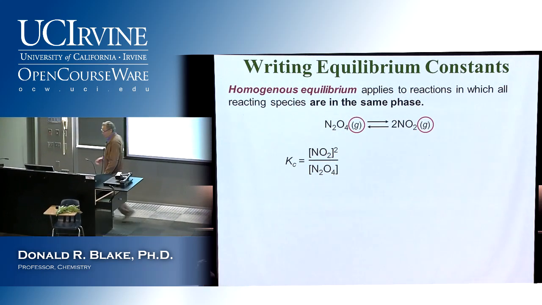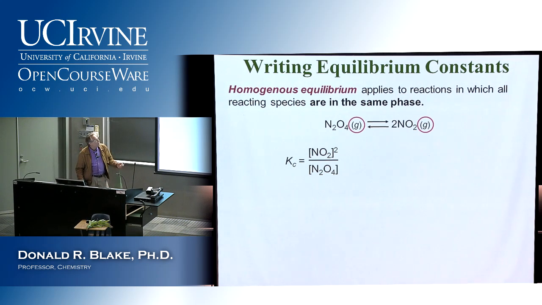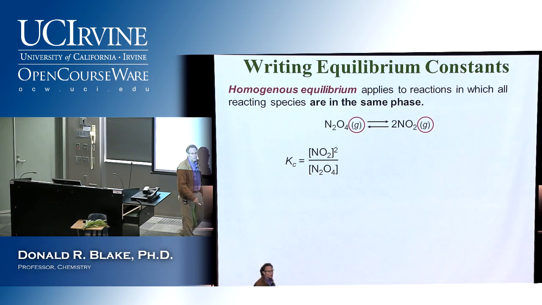And I can either give you the equilibrium concentrations... okay, now here's a question. K sub C is equal to 3. And the equilibrium concentration of NO2 is 6. What is the equilibrium concentration of N2O4? What'd you get? 12. That's the answer.